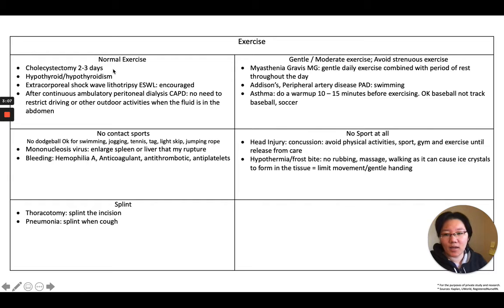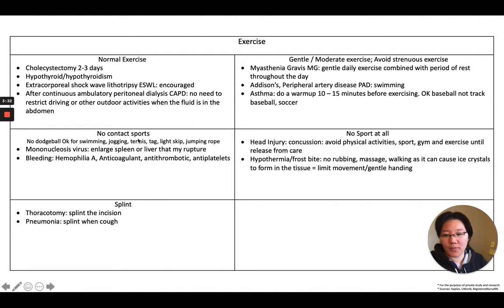Exercise again. I have categories like this. In your template, you should have something quite similar. So you've got normal exercise, such as COPD after CAPD. And then gentle moderate exercise such as asthma.